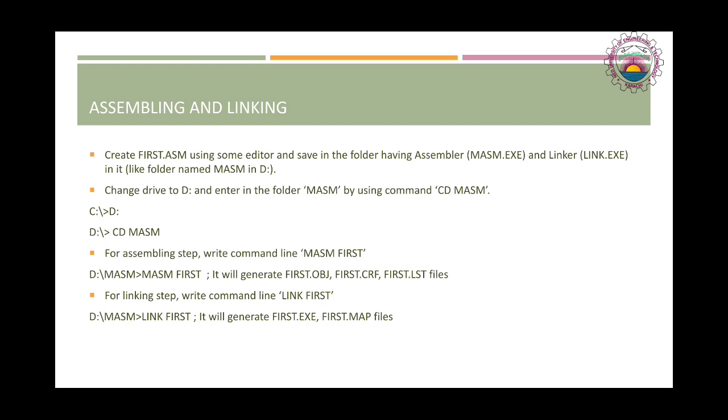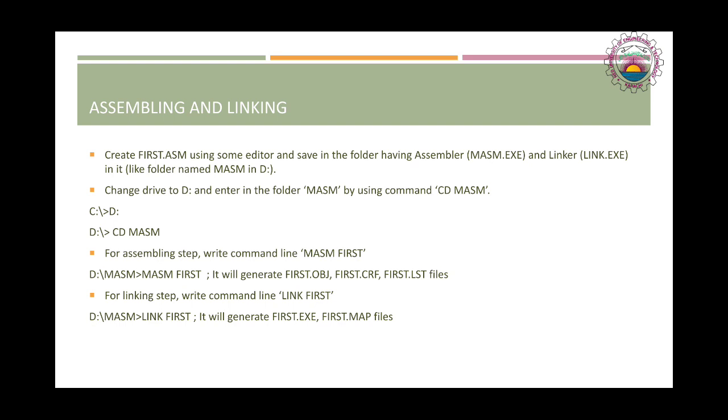Now the second step is to link the OBJ file to make the exe file. For that the command line is link, space, first, and you press Enter. Here the input file is the obj file. If you write link first.obj, that is okay, or writing the file name without the extension is also okay. So you write link first and press Enter.